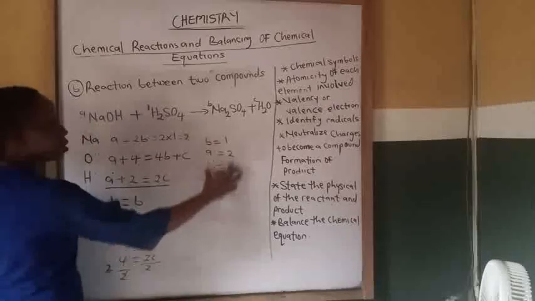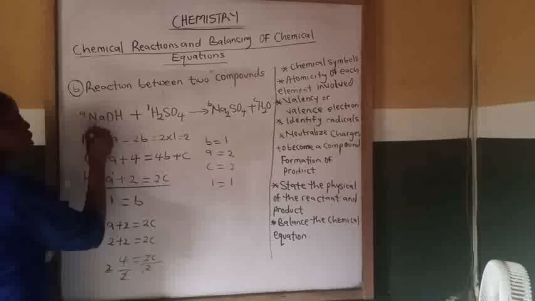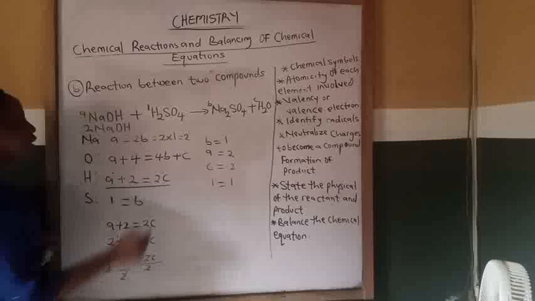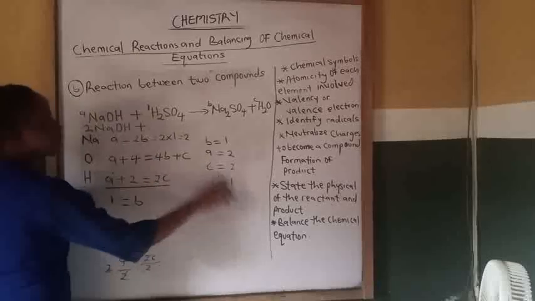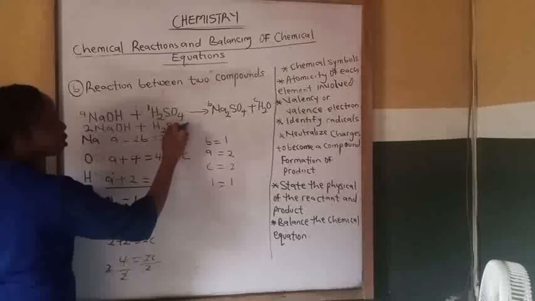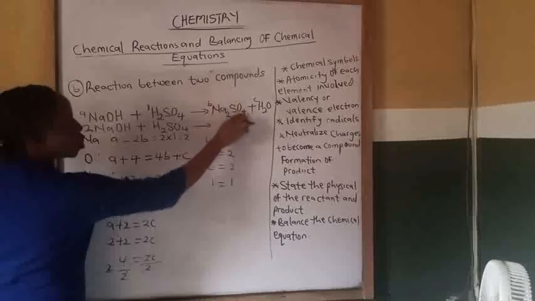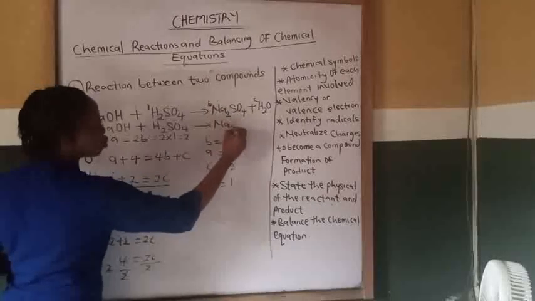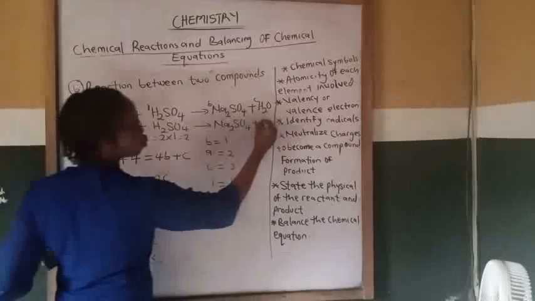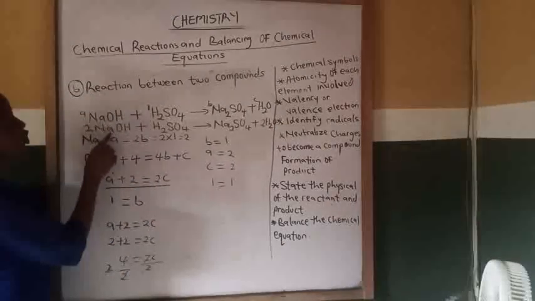So we can substitute the following values into our equation. My A is 2, so that will be 2NaOH plus, the coefficient 1 remains as 1, H2SO4. Then equal to, my B is 1, so 1 times what we have here will give us Na2SO4 plus, my C is 2, so 2H2O. So let's count. We have 2 sodium at this side.